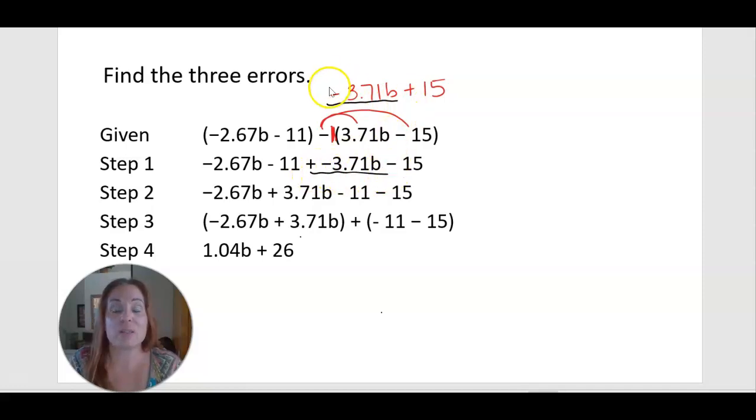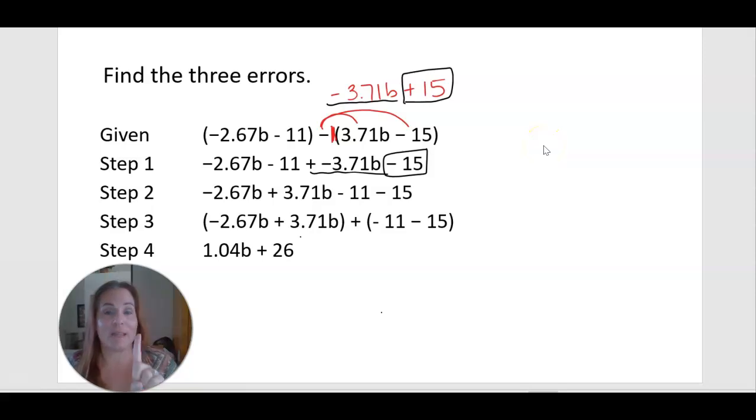Remember that subtracting 3.71b is the same as adding a -3.71b, so that part is fine, but we should have gotten a +15, and this student got a -15. So that is mistake number 1. The student forgot to distribute the -1 to the -15, which would make it a +15. All right, let's look at the next mistake.